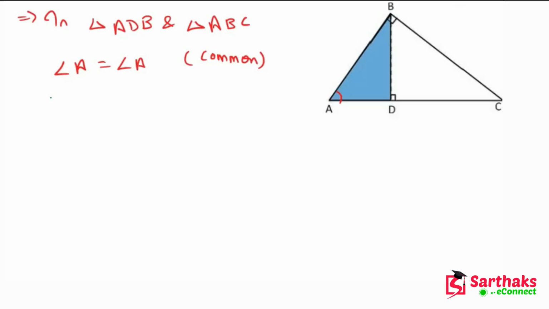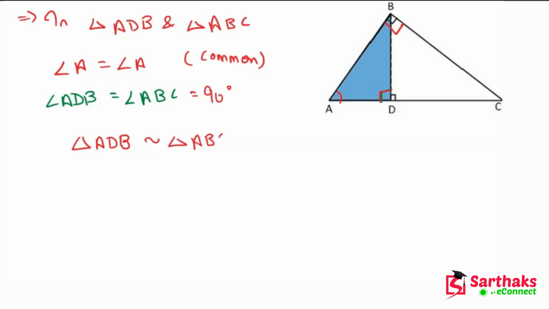Now angle ADB is equal to angle ABC. We know that this angle is 90 degrees, and we also know that this angle is also 90 degrees. So both the angles are 90 degrees. So we can say triangle ADB is similar to triangle ABC by double A similarity criteria.